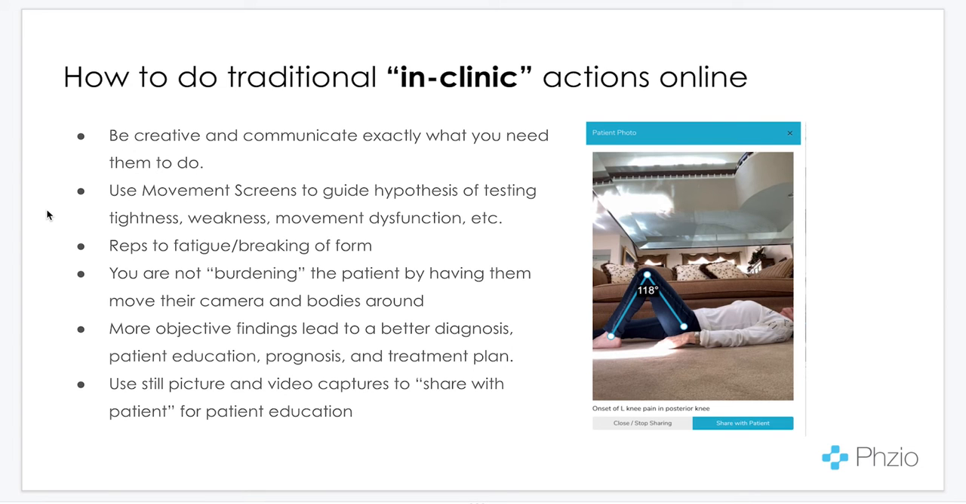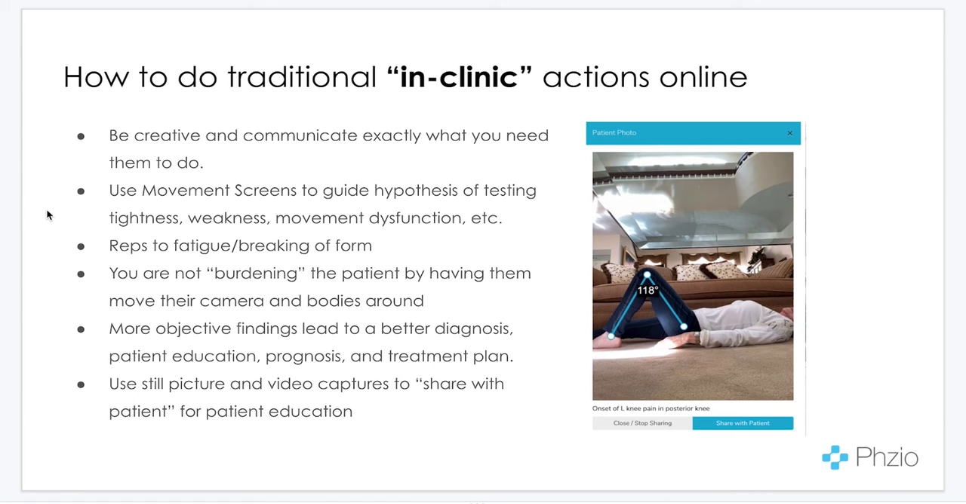So how can we do the traditional in-clinic actions virtually or online? You have to be creative and communicate exactly what you need the patient to do. Most of the time I tell my patients, if you can't see yourself or your movement in your video screen, then I can't see it either. We're going to pretend like your video screen is a mirror. So make sure you position yourself in front of your mirror so we can both see what it is that you're doing. Use movement screens to guide a hypothesis of testing tightnesses and weaknesses and movement dysfunction.